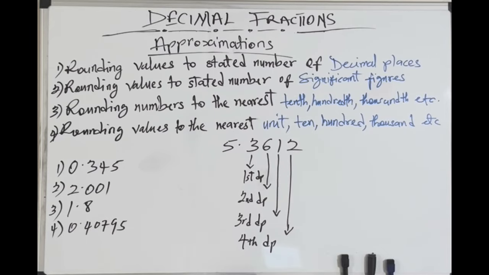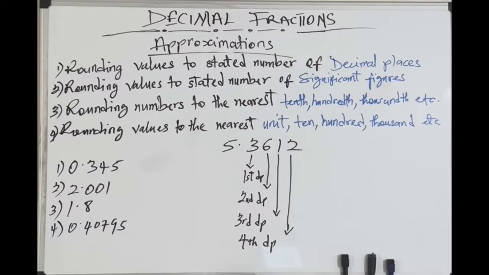We will be focusing on rounding values to the stated number of decimal places. Decimal places will be a subtopic under approximation, and then significant figures, and also rounding numbers to the nearest tenth, hundredth, thousandth, and it goes on. Rounding numbers or values to the nearest unit, 10, 100, 1000. It goes on.